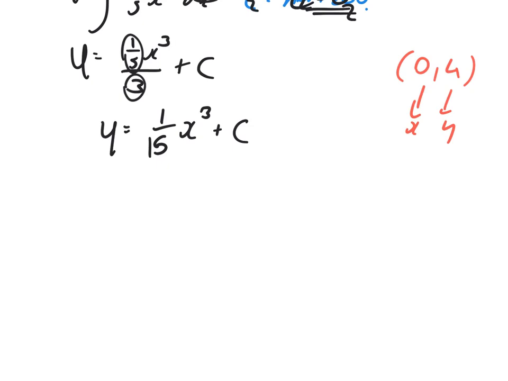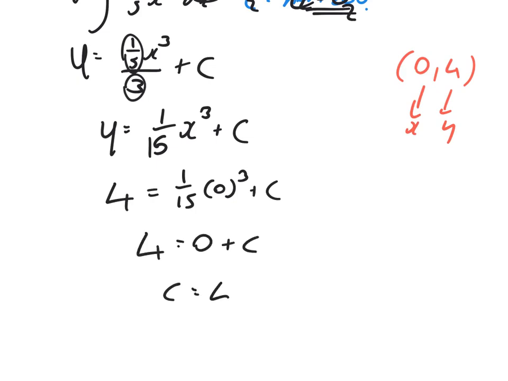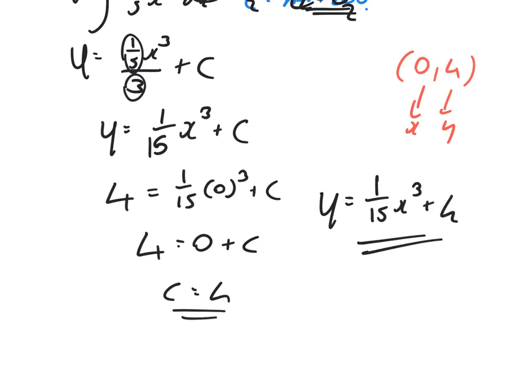Where I see x, I can replace it with 0, and where I see y, replace it with 4. So 4 is equal to 1/15 of 0 cubed plus c. So 4 equals 0 plus c. C is equal to 4. And the original function then is 1/15 x cubed plus 4. Okay, let's try one final question.